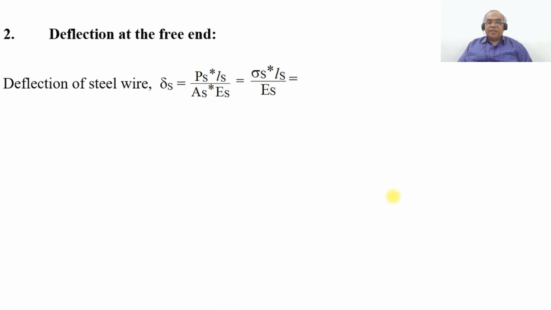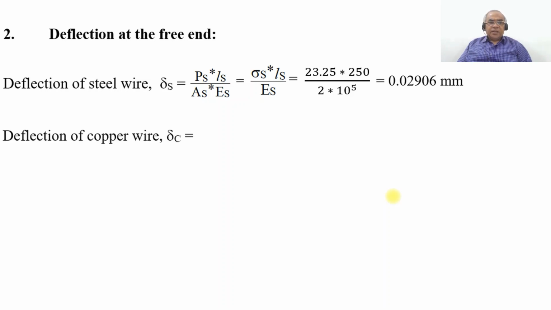Now what is going to be the deflection at the free end? The deflection of the steel wire, delta S, will be equal to PS into LS by AS into ES, or sigma S into LS by ES, because PS by AS is sigma S. So you know the value of stress, which is 23.25, into the length of the steel wire, 250, by Young's modulus of steel wire, which is 2 into 10 to the power of 5.